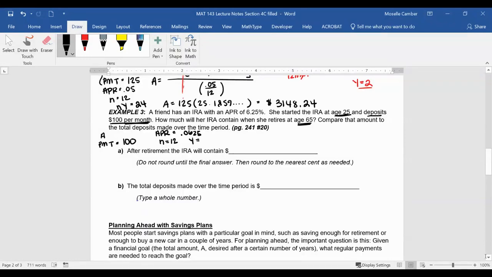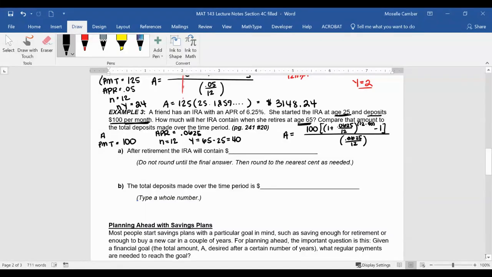the total amount of time is the age she retires at minus the age she started, which is 40. So she's going to be depositing money for 40 years. So if we want the balance at her retirement, we have our payment is 100. Then we have 1 plus our APR, 0.0625, divided by my N, raised to the N, which is 12, times my Y, which is 40, minus 1, all over my APR, divided by my N.